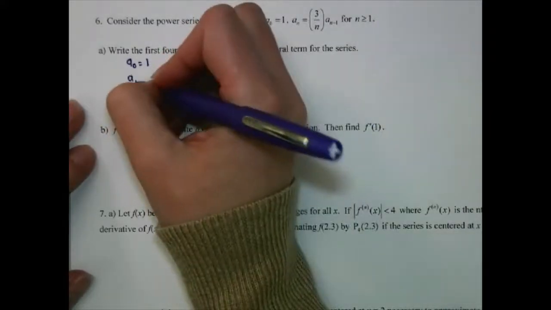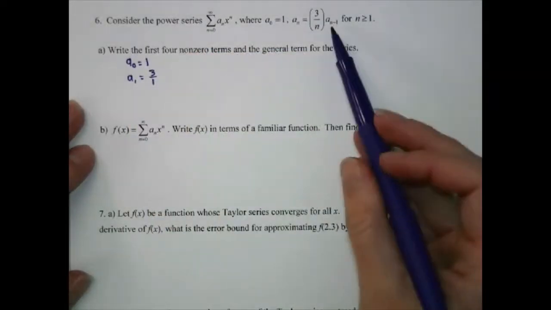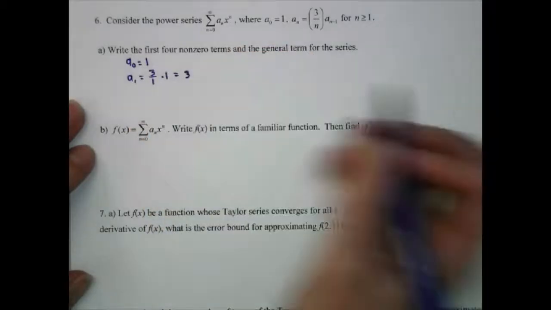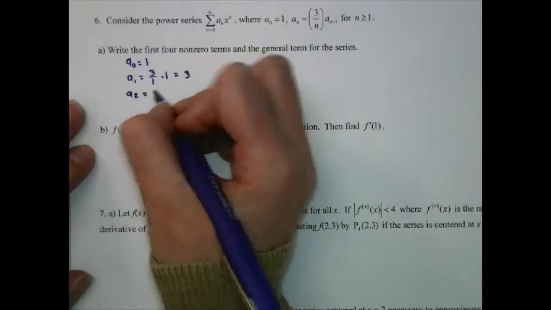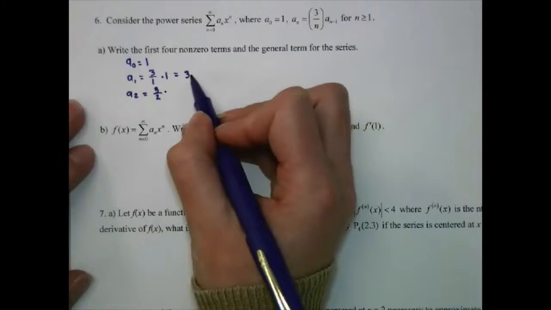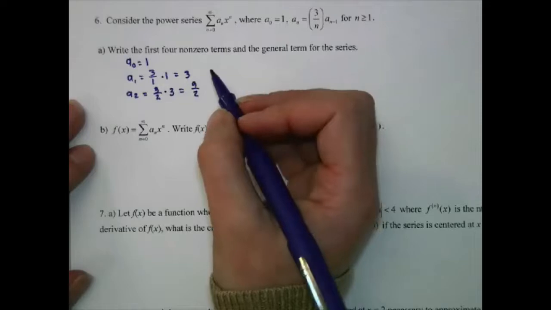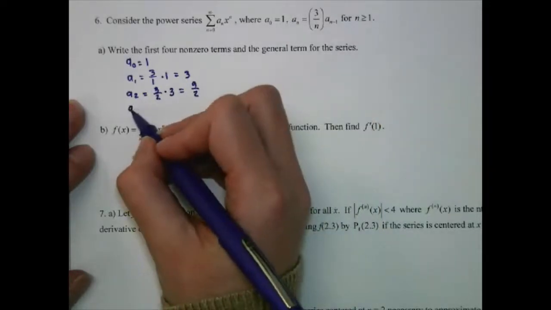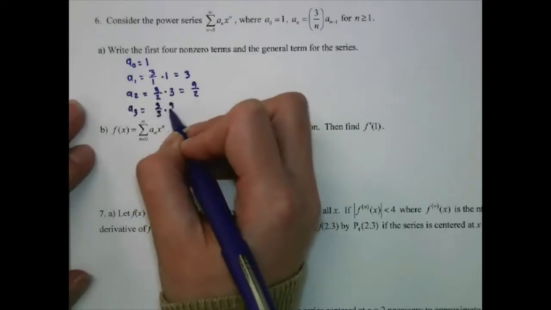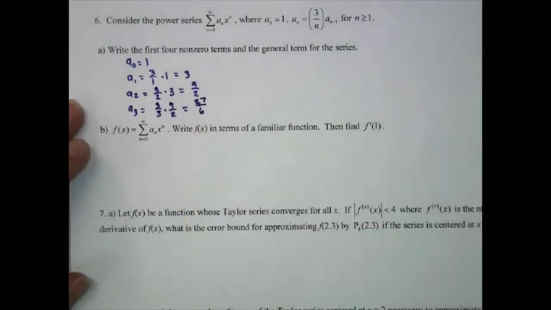Okay, a1, according to the recursion formula, is going to be 3 over 1 times a0, which is 1. So we get 3. A2 is going to be 3 over 2 times the previous term, 3. So we get 9 over 2. The next one is going to be 3 over 3 times 9 over 2, which is going to be 27 over 6.